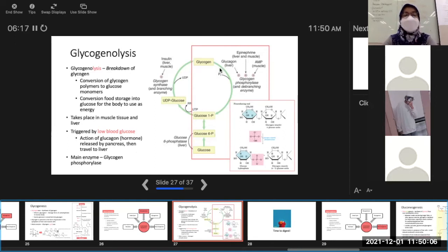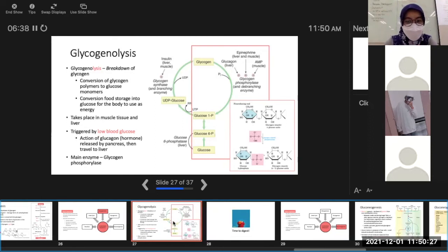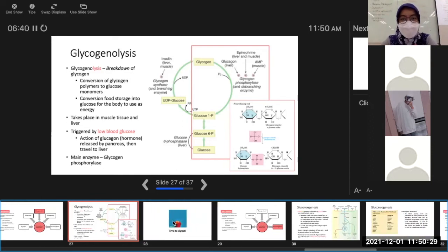So the initial molecule is glycogen, the final molecule is glucose, the main enzyme is glycogen phosphorylase, and the site of reaction is muscle tissue and liver. So let's stick to that simple idea.